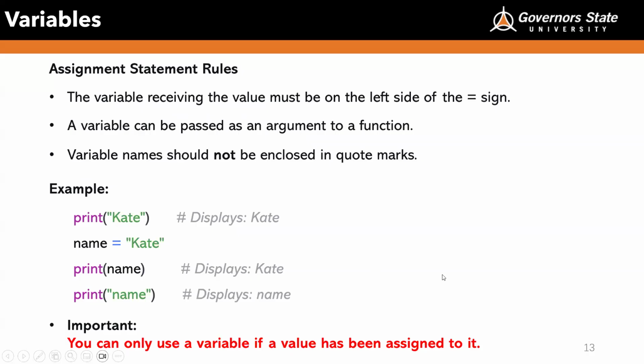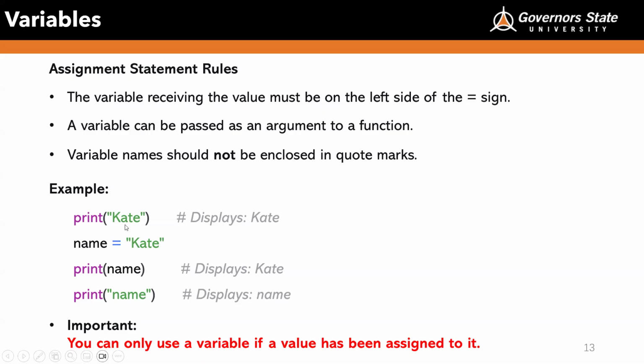Here are some assignment statement rules. The variable receiving the value must be on the left-hand side, and the variable can be passed as an argument to the function. And the variable name should not be enclosed in quote marks. Okay, so you can see it here.